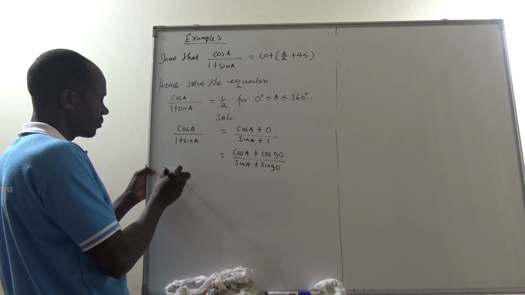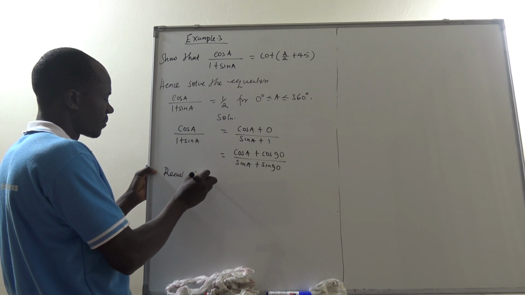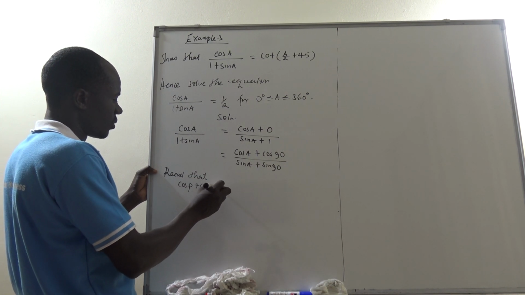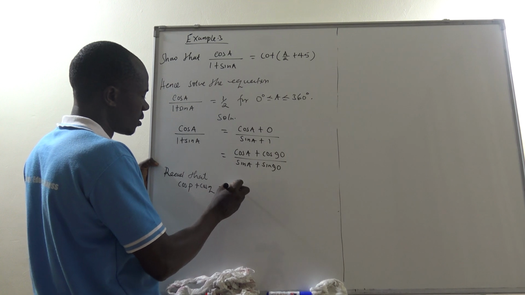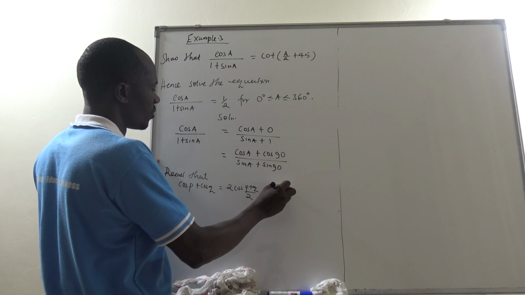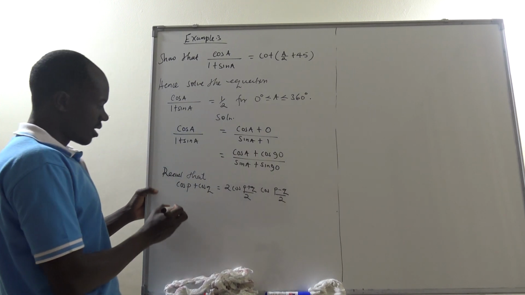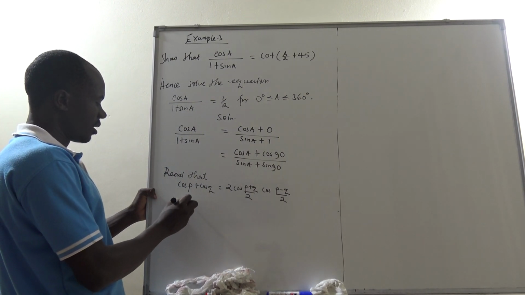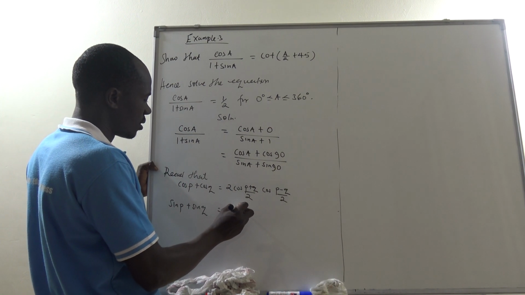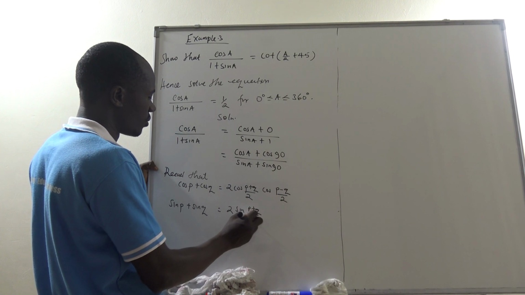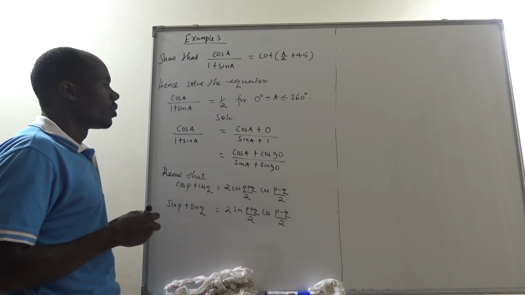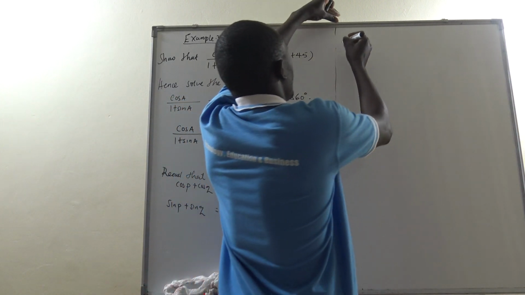Recall that cos P plus cos Q was the same as 2 cos of (P plus Q) by 2 times cos of (P minus Q) by 2. Again, sin P plus sin Q was the same as 2 sin of (P plus Q) by 2 times cos of (P minus Q) by 2. So, can we apply these?